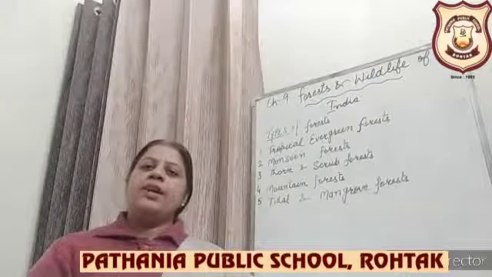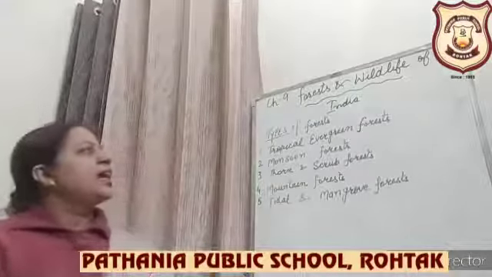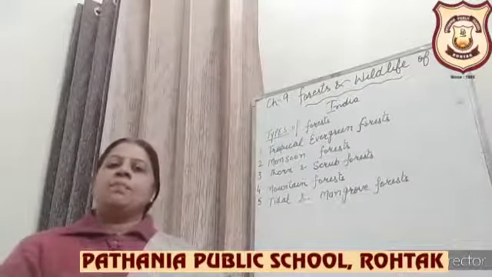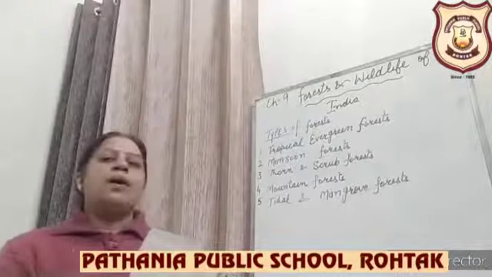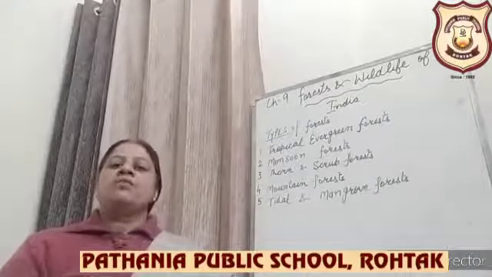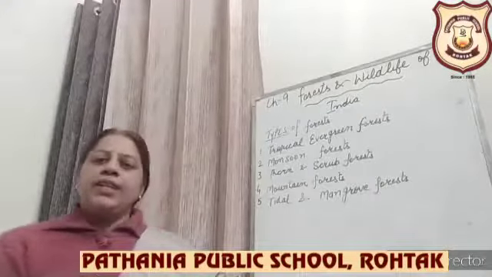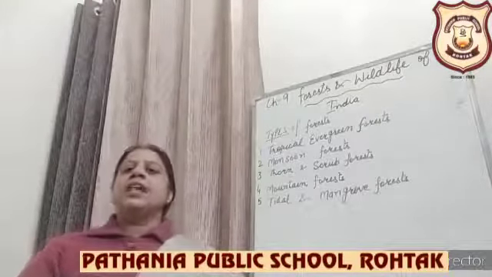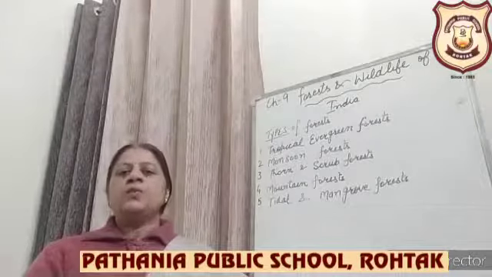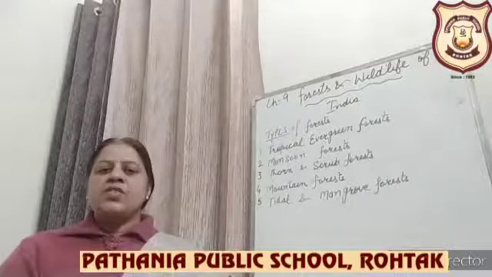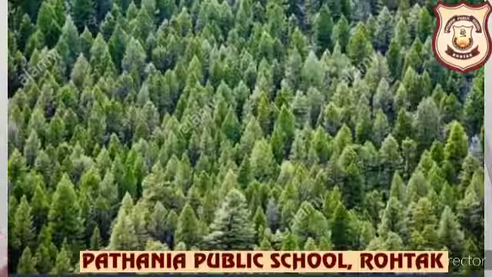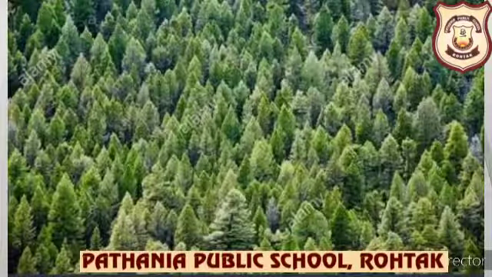Children, chapter number 9, Forest and Wildlife of India. In my previous lecture, I told you about natural vegetation, forest and 3 types of forest. Let's have a recap. Plants that grow naturally without human efforts are called natural vegetation. Clear? And what are forests? Large area of land with plants and trees are called forest.